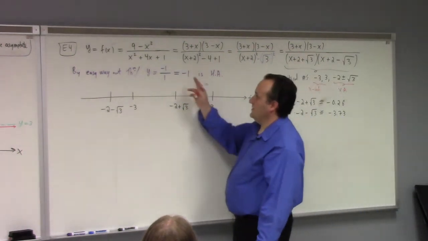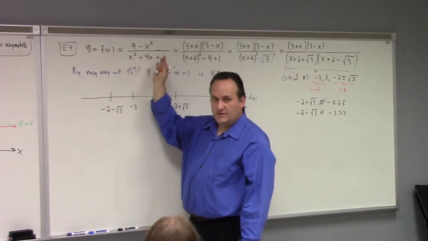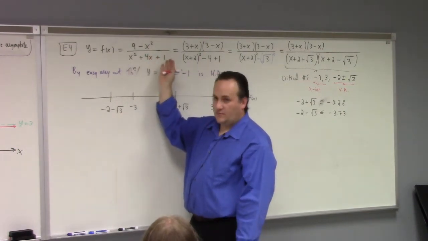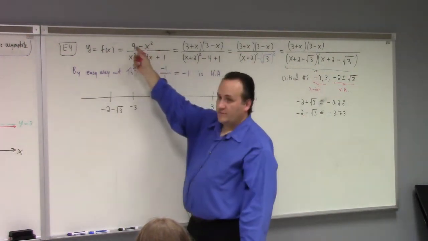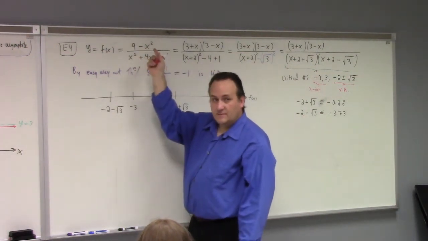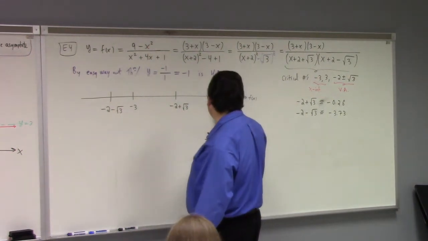Plugging 4 into the denominator is clearly positive, right? 16 plus 16 plus 1 is 33 or whatever. The denominator works out to 33. If I plug in 4 into the numerator, though, I get 9 minus 16. That's negative, right? So this expression starts out negative.